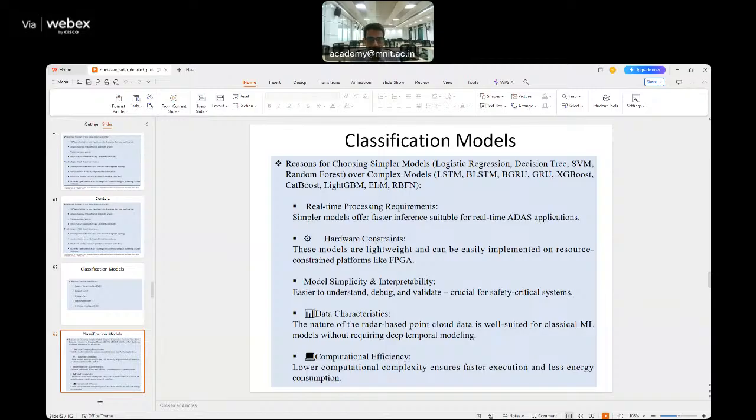So why are we using these simpler models over the complex models? One thing is that simple models offer faster inference, and they are less time-taking. Another is hardware constraint: these models are lightweight and can be easily implemented on resource-constrained platforms like FPGA. Model simplicity and interpretability: it is easier to understand, debug, and validate, so it is crucial for safety-critical systems. Data characteristic: the nature of the radar-based point cloud data is well suited for classical ML models without requiring deep temporal modeling.